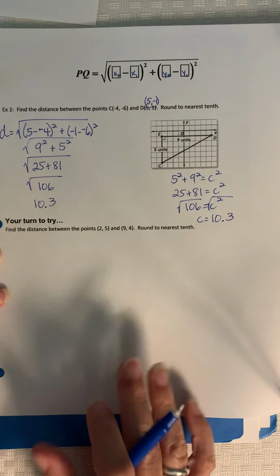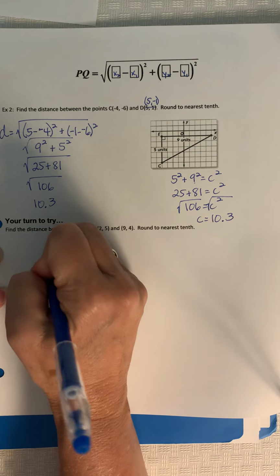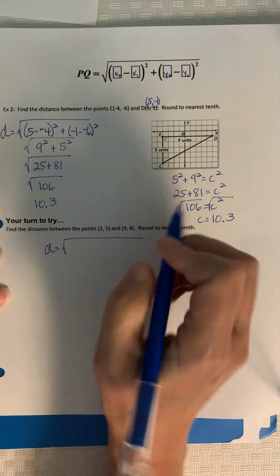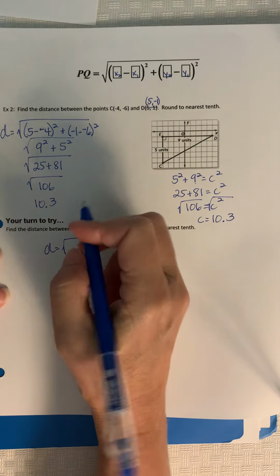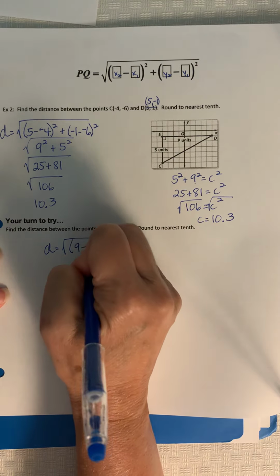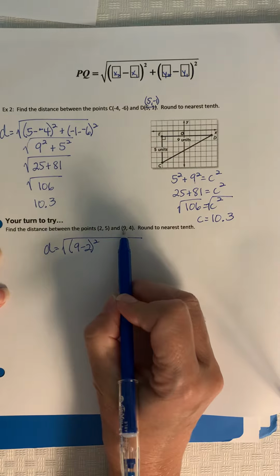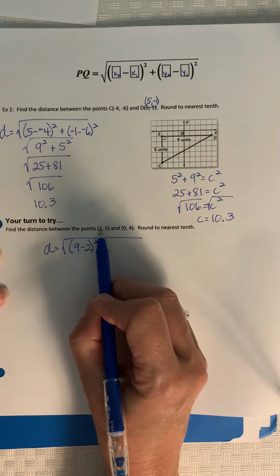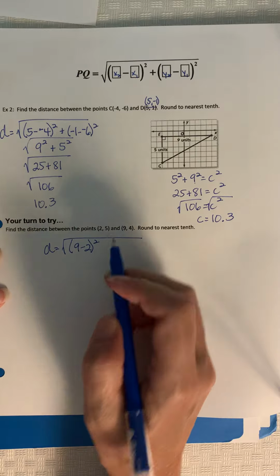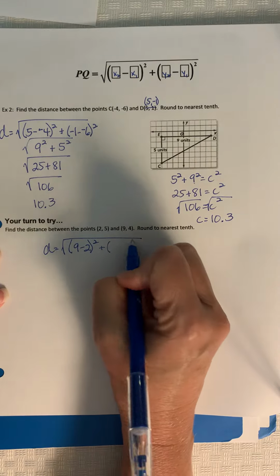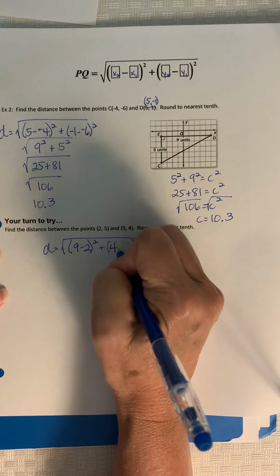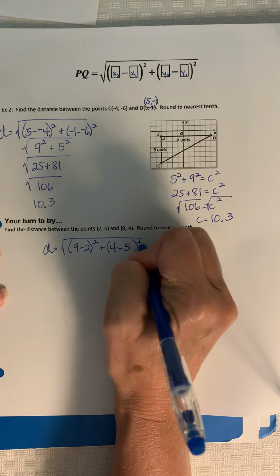Okay, so if we want to find the distance between these 2 points, we need to look at the difference of our x's. Once again, it does not matter which way you wrote it. You could have written 9 minus 2 quantity squared or 2 minus 9. And then we want to look at the difference of our y's. So we have 4 minus 5 quantity squared.